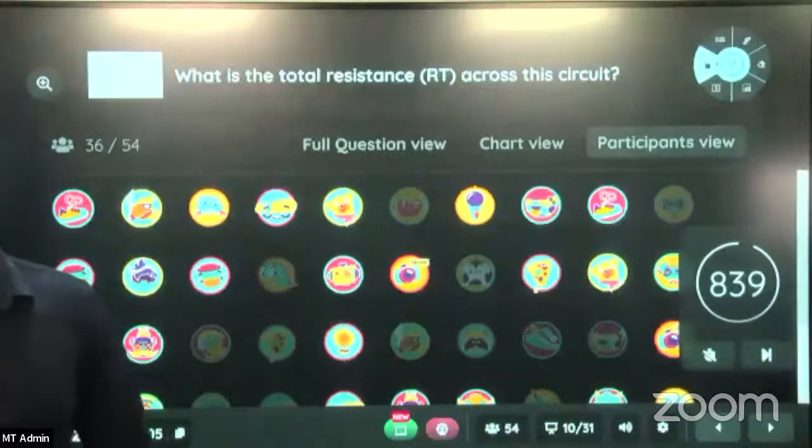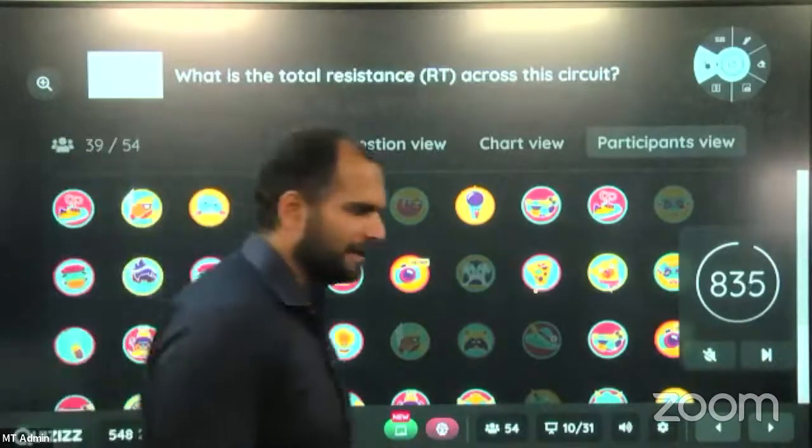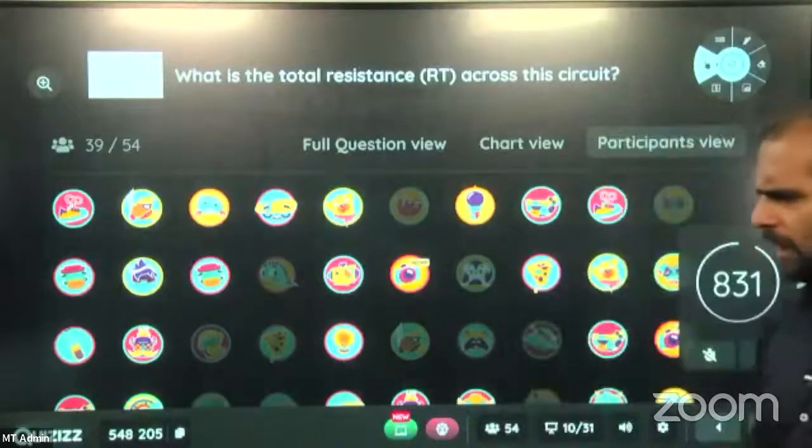Okay, yes, Tanish, we will be coming towards the parallel part. Right now it is a series part. We'll be coming to the parallel part, and at that particular point of time, we'll have a discussion on that.